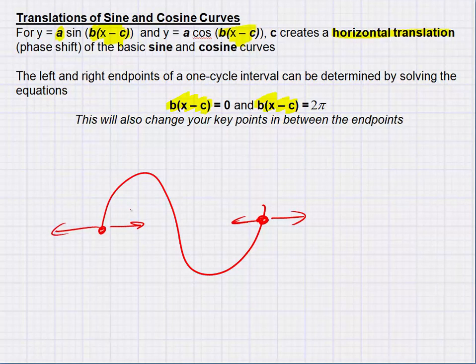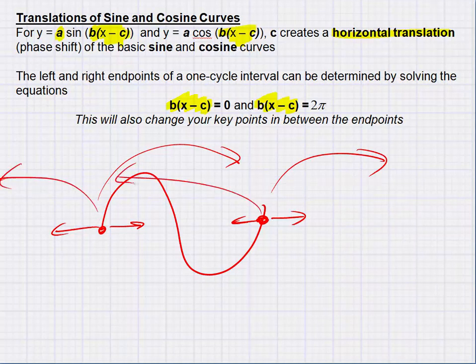And then if I'm also going to shift it, those endpoints are also going to change. Either everything's moving to the right or everything's moving to the left. So if I can figure out where these endpoints move to, then everything inside the graph should move in the same way.